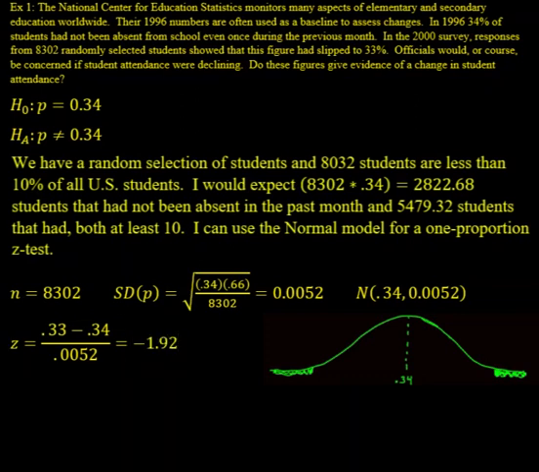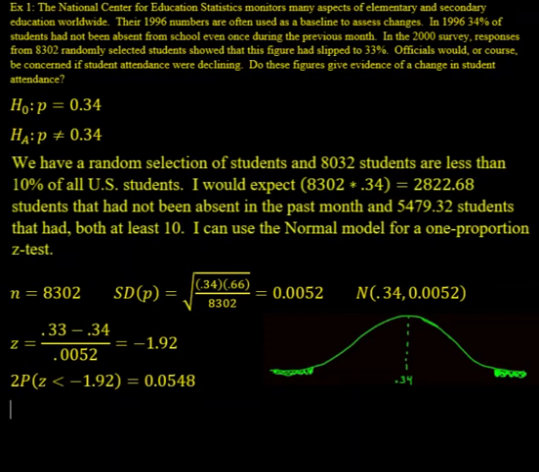To calculate our p-value, which is what we use to actually assess the probability here, is 2 times, since we're doing a two-tailed test, 2 times the probability that z is less than negative 1.92. So we look that value up in the table, the negative 1.92, and we double it. And we get 0.0548. That is called our p-value.